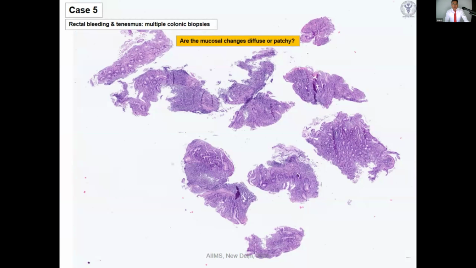Case number 5. This is a patient presenting with rectal bleeding and tenesmus. Multiple colonic biopsies were taken, and you can see this was a segmental biopsy. Most important, we know these are chronically inflamed colonic biopsies, and all fragments are almost equally involved. So based on these findings, we can say that this is not patchy. This is possibly a diffuse chronic colitis.